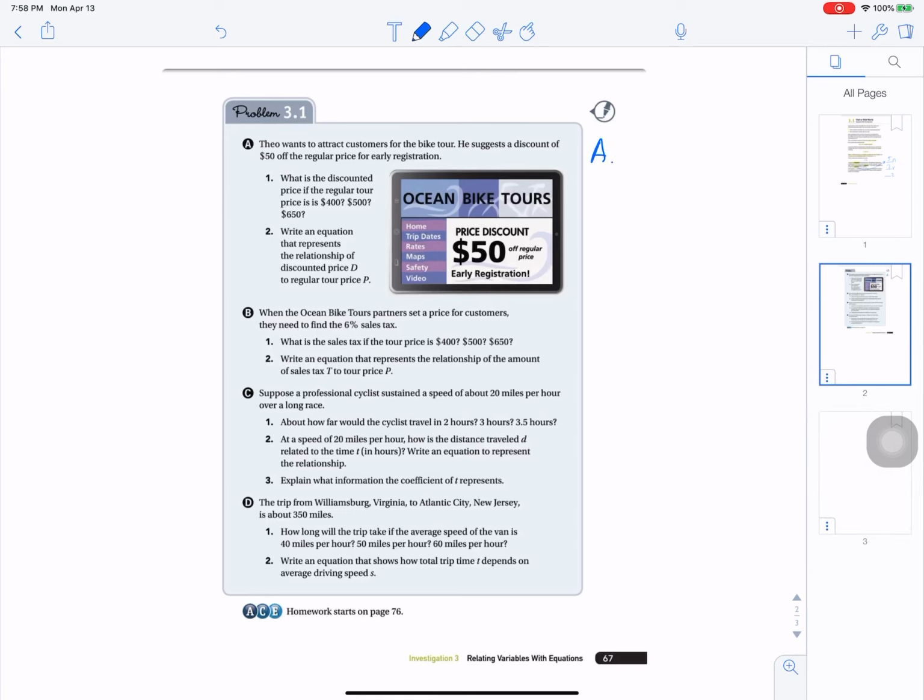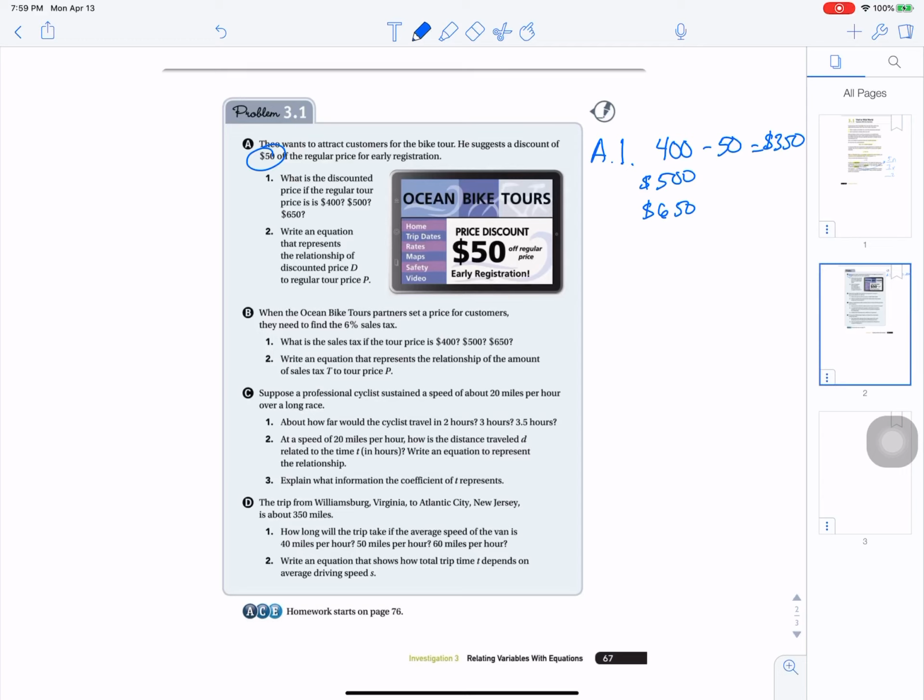Theo wants to attract customers for the bike tour. He suggests a discount of $50 off the regular price. So for A1, what is the discounted price of the tour if the regular tour price is $400? For example, that would just be 400 minus the 50, which would be $350. I'll let you figure out what it would be for 500 and 650.